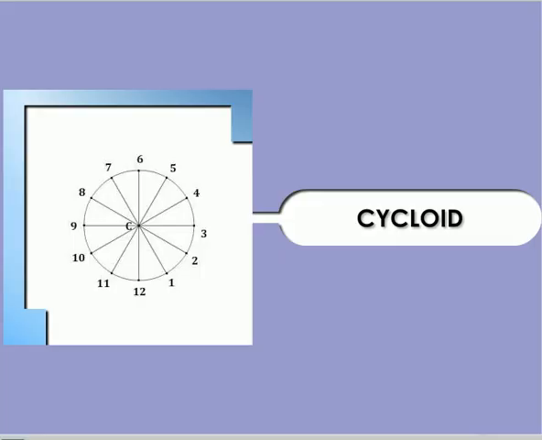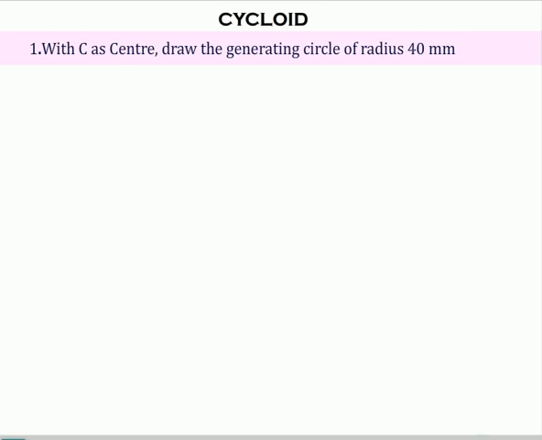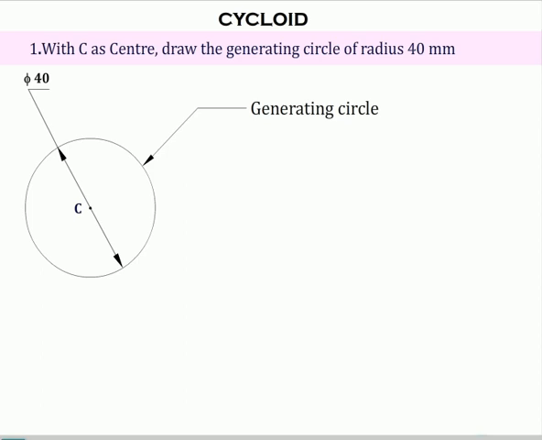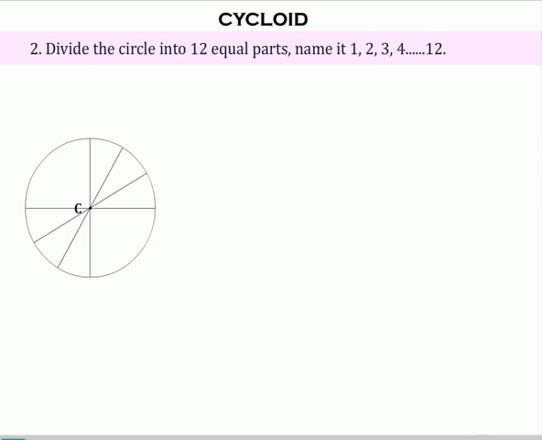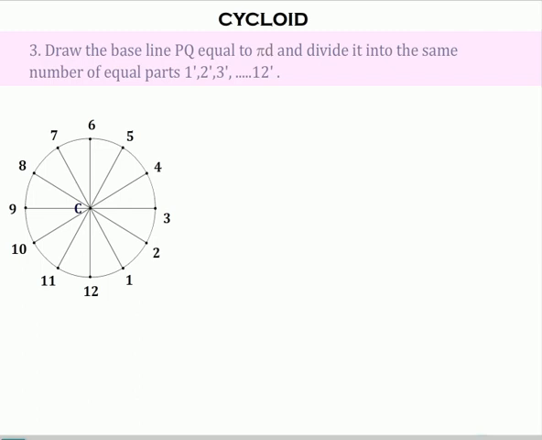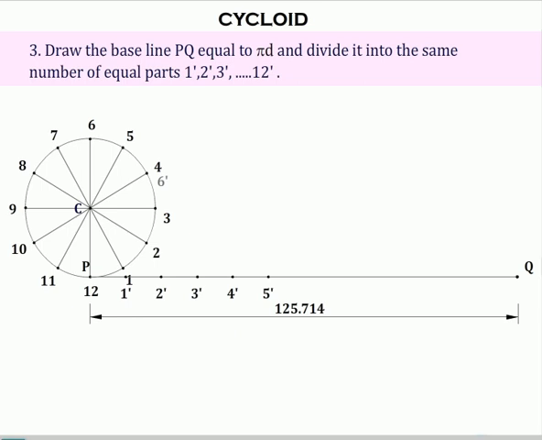Cycloid. With a point C as center, draw the generating circle of radius 40 mm. Divide the circle into 12 equal parts and number them as 1, 2, 3, etc. Draw the baseline PQ equal to πD and divide it into the same number of equal parts and name them 1', 2', 3', etc.